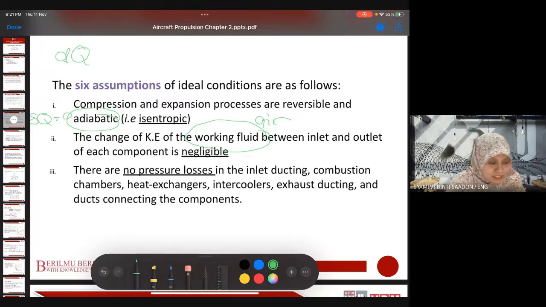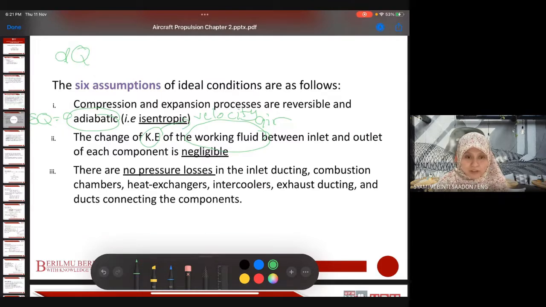When we mention kinetic energy, it must be related to velocity, speed. So it is related to velocity. Potential energy is about altitude, gravitational force, but kinetic energy is about velocity. So we assume that the velocity at the inlet and outlet of each component, for example the compressor, has no change. Maybe we assume that it is nearly constant, or has very, very small changes.